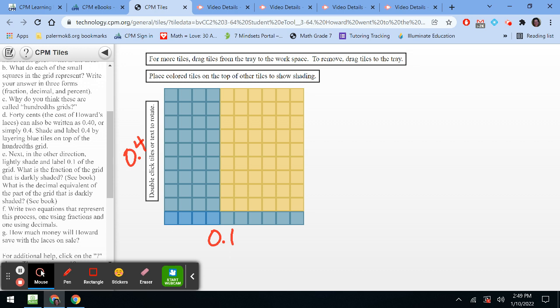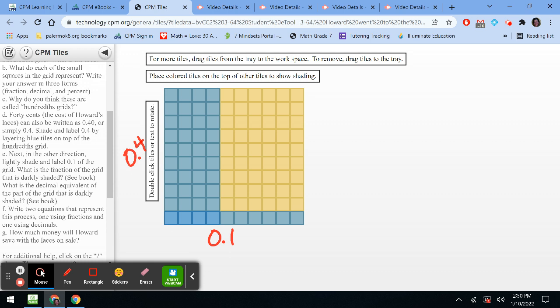What fraction of the grid is darkly shaded? What fraction of this grid is double shaded? It's kind of hard to see on this, in my opinion, what's darkly shaded, but what's double shaded? How much of the grid? So we have 4 of the little squares. Out of how many squares are there? So we had 100 earlier.